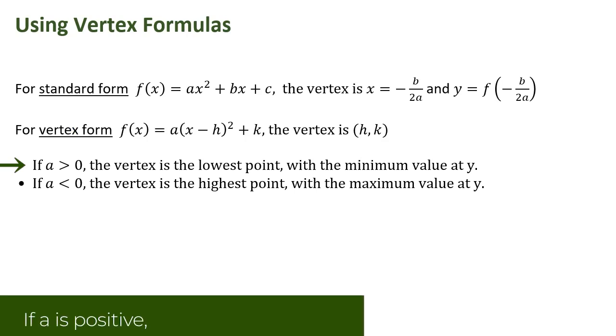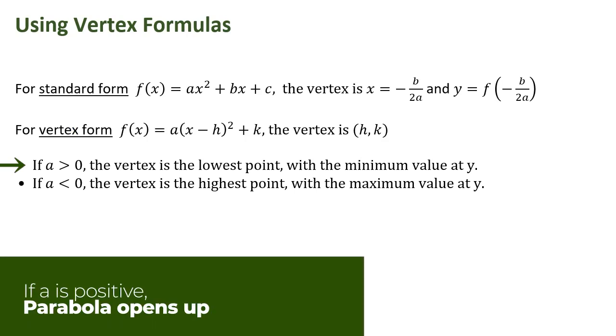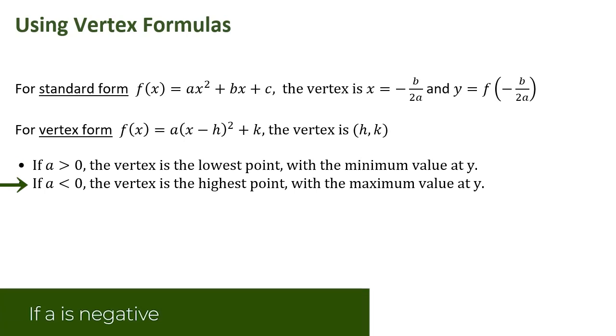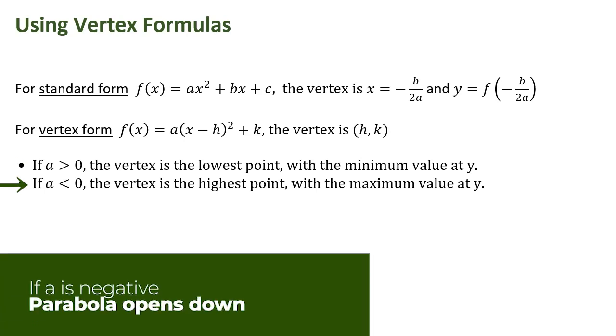If a is positive, it's greater than 0, the vertex is the lowest point because the parabola opens up and we have a minimum value at the y value of the vertex. If a is less than 0, the parabola opens down, the vertex is the highest point with the maximum value at the y value of the vertex.